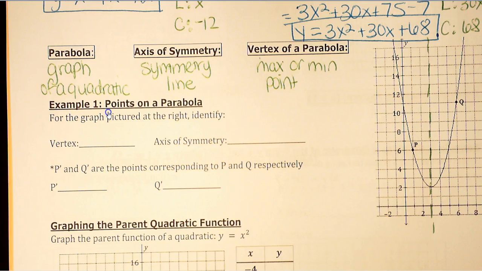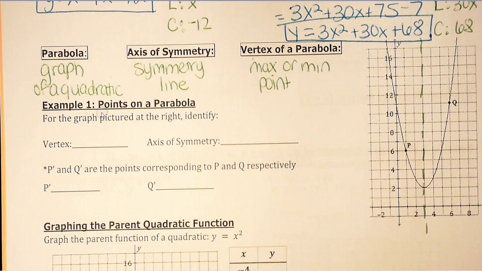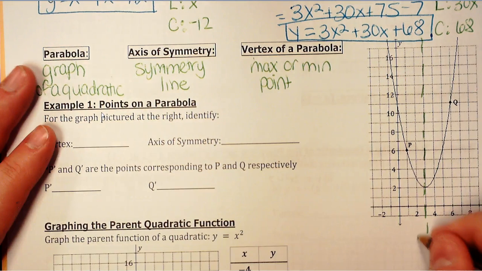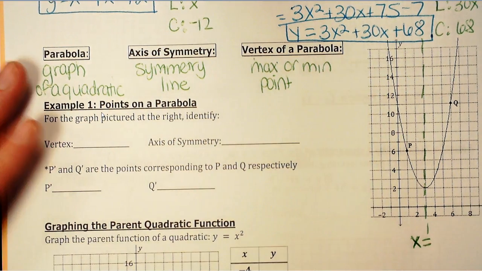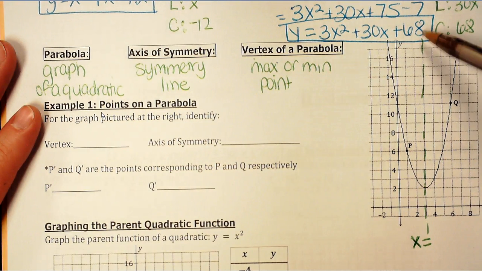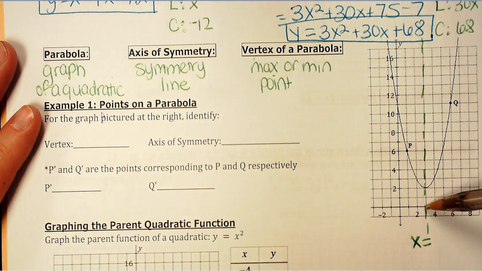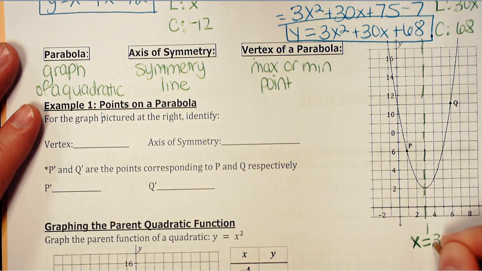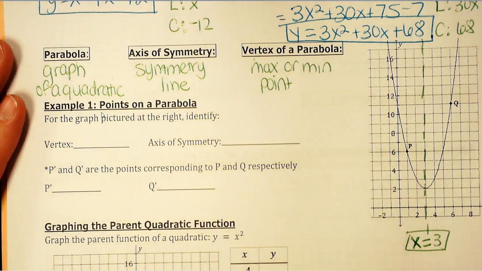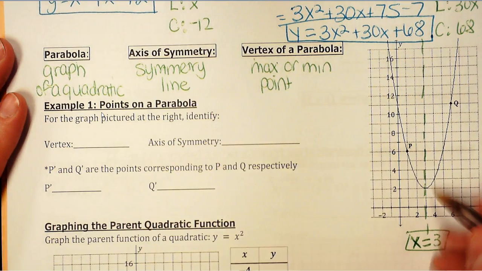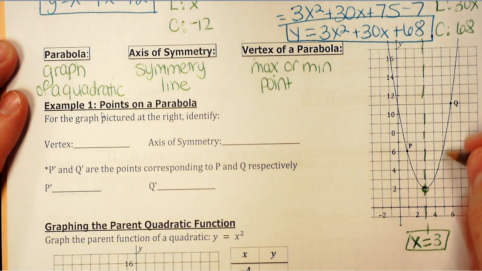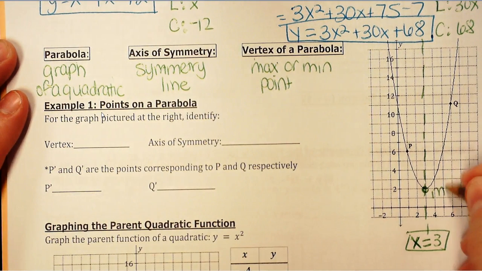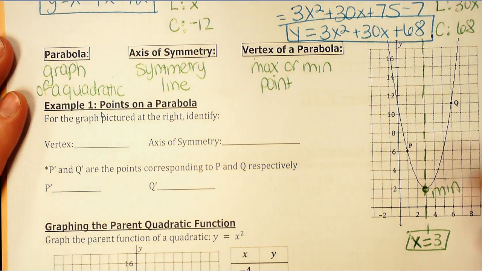So for this example, right up the middle, it's always x equals, and then it's always going to match the x-coordinate of the vertex because it has to go through the vertex. So this is just on a 3, so x equals 3 is your axis of symmetry. The actual vertex right here is, in this case, a minimum point. It's the lowest point on the graph. If the graph turns the other direction, it's going to be a maximum point.